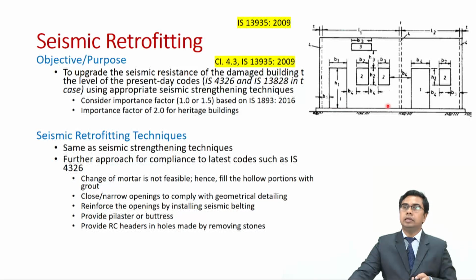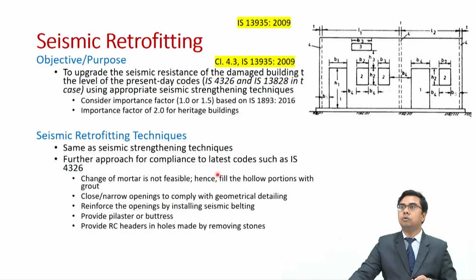Then this diagram is obtained from IS 13935 and it is also available in IS 4326, where it gives you various specifications related to what shall be the minimum distance between the cross wall and the opening, what shall be the minimum distance between two openings, what shall be the maximum height of the opening, and so on. So, all those things we need to comply, because in retrofitting we want to comply to the latest code IS 4326. How do you ensure that compliance?